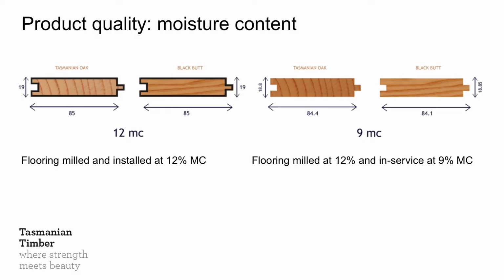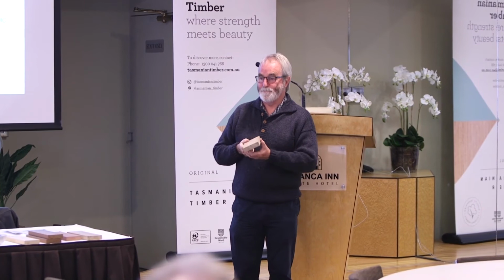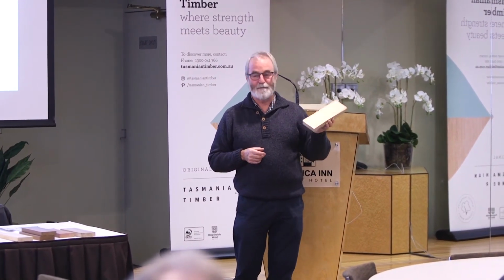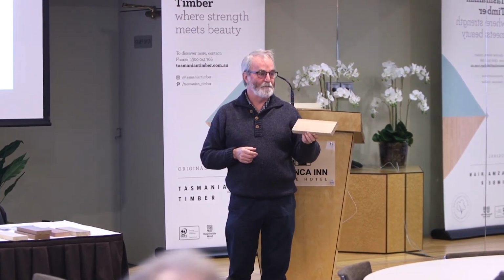I'm speaking about this. So if we've got a board, it's cut at 85 at 12% moisture content, so that's in the standard, that's right on the standards range. But if I put in at 9%, that board, that Tas oak board, will shrink to 84.4. Now, it's always going to do it. It has always done it. If you design it so that it can't do it, it doesn't matter because it still will. And it'll break whatever you've done.